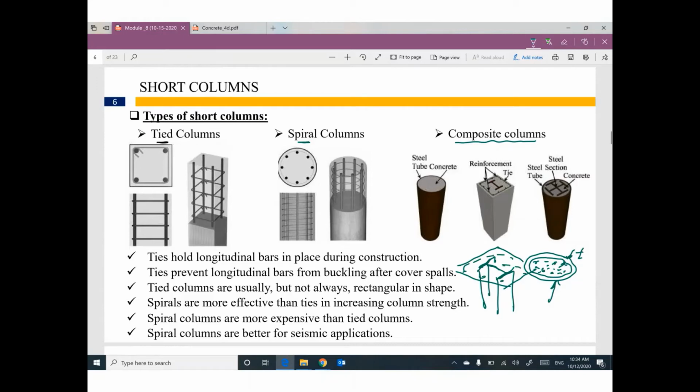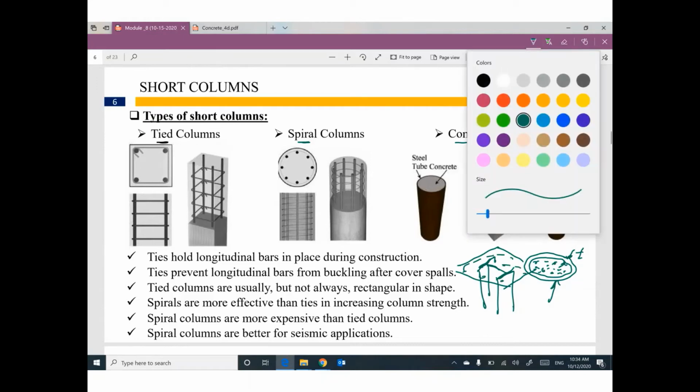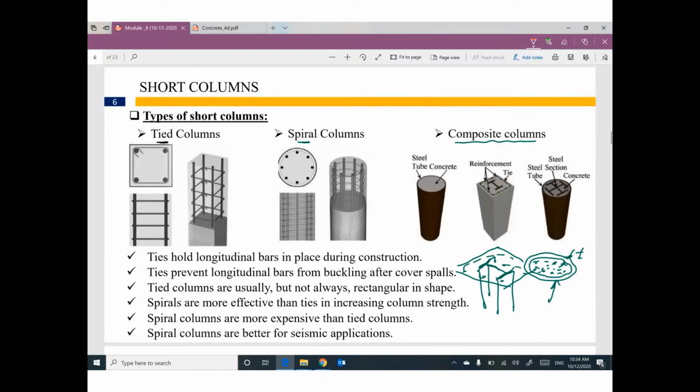This shape or this column can be called a composite column. Or both of them, we have a steel tube and probably an I section, and we have concrete. All of this stuff will be covered in steel design. So I will focus only on the tied column and the spiral column.